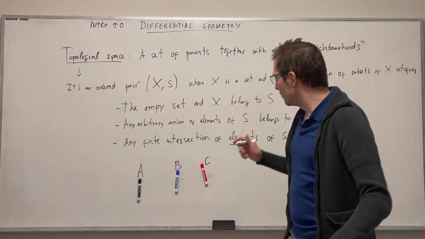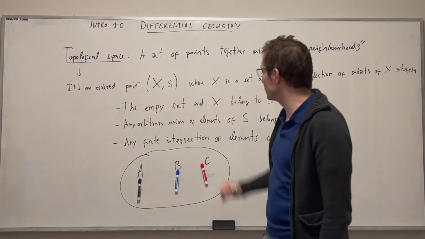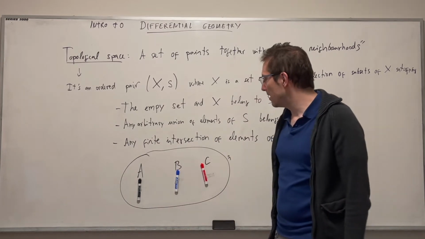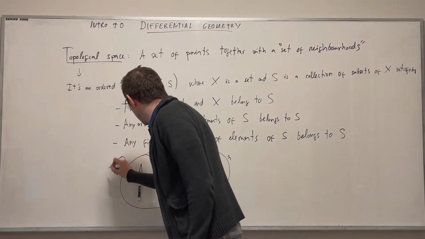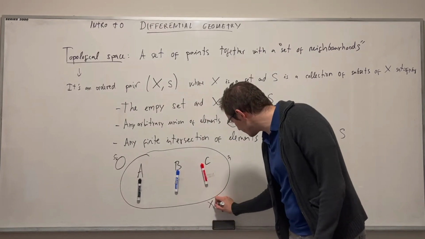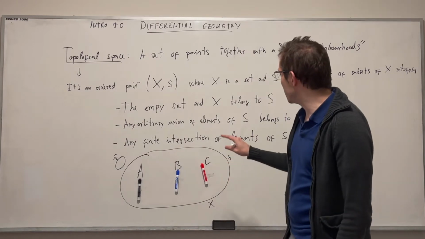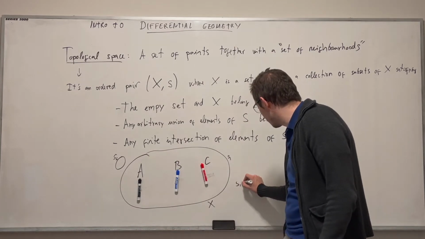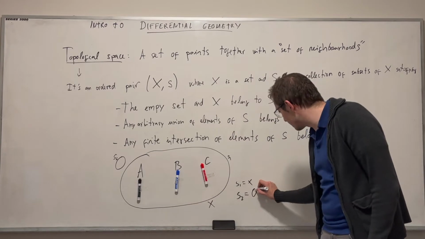Let me give you one. First of all, the whole set will be one element of S. Let's call it S1. And the empty set needs to be part of it as well. So the empty set, I call it S2. So I have the set X, the whole set. I made it a topology by defining S1, which is the whole set, S1 equals X, and S2 equals the empty set.